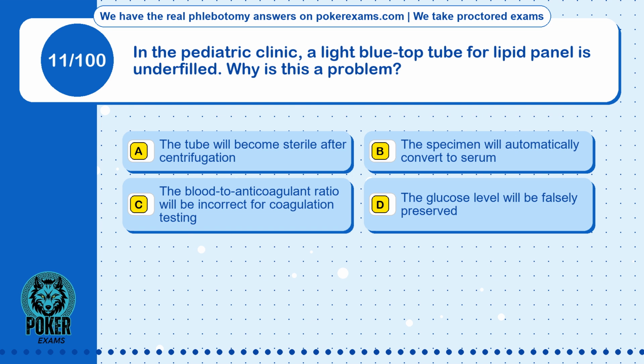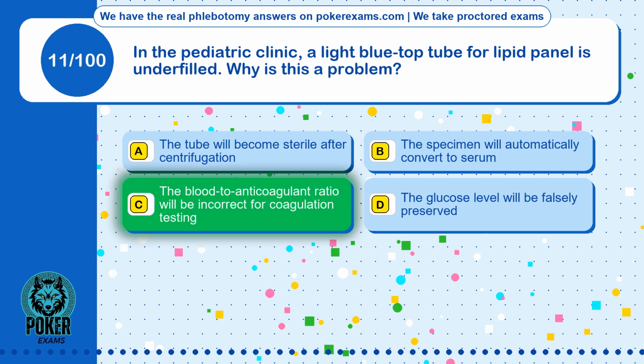Question 11. In the pediatric clinic, a light blue top tube for lipid panel is underfilled. Why is this a problem? Option A. The tube will become sterile after centrifugation. Option B. The specimen will automatically convert to serum. Option C. The blood to anticoagulant ratio will be incorrect for coagulation testing. Option D. The glucose level will be falsely preserved.